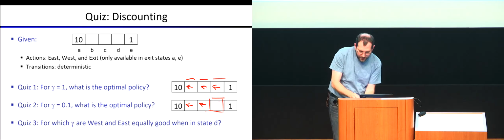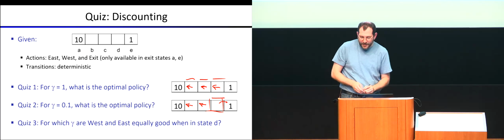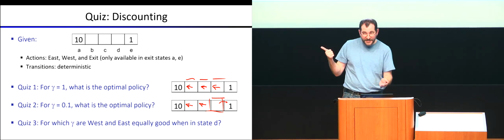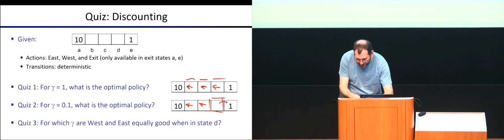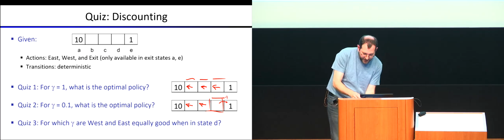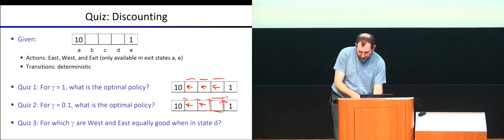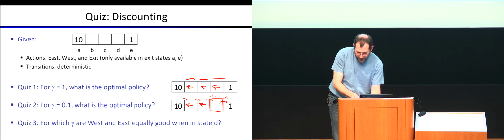Well, if I go this way, what am I going to get? I'm not going to get 1, because it's going to be pushed out a time step. If I go this way, I'll get 0.1. What if I go this way? I'm pushed out 1, 2, 3 time steps. So I'm going to get 0.001, and that means it's better to just go right.